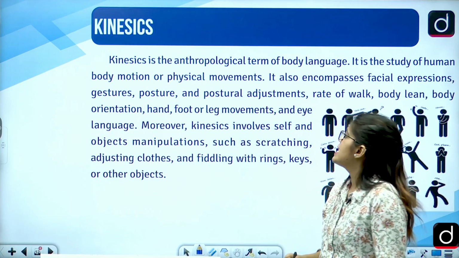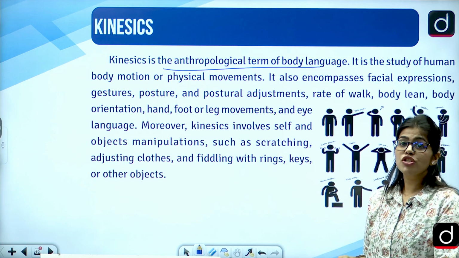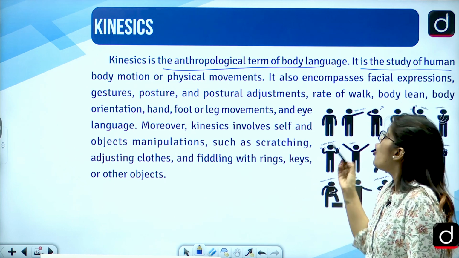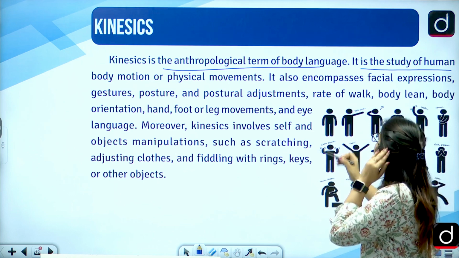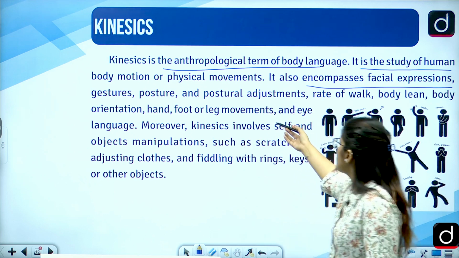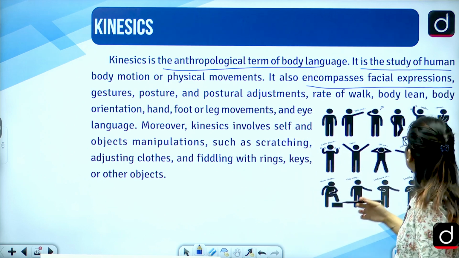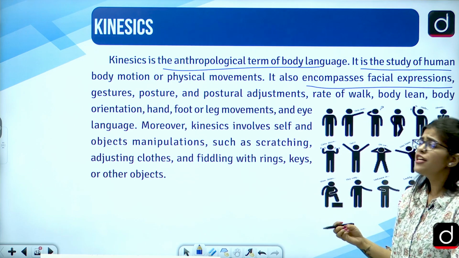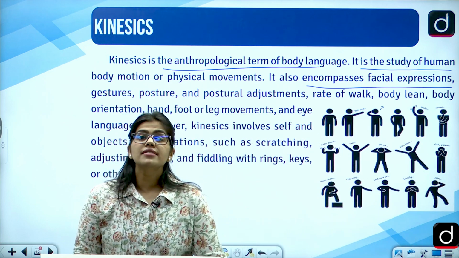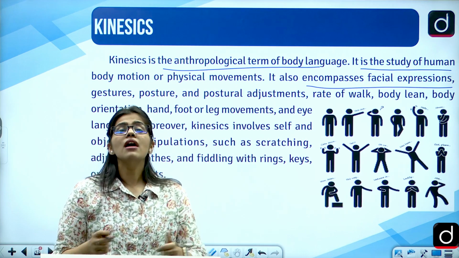Now what is kinesics? Kinesics is the anthropological term for your body language or your body movements. It is the study of human body motion or the physical movements that you will do. It also encompasses the facial expressions, gestures, posture, your adjustments, the rate of walk, if you are leaning or if you are not leaning, your body orientation, hand, foot, leg movements, eye movements, etc. These are all under kinesics. While I'm talking, I'm also using my hands. So this is body language.